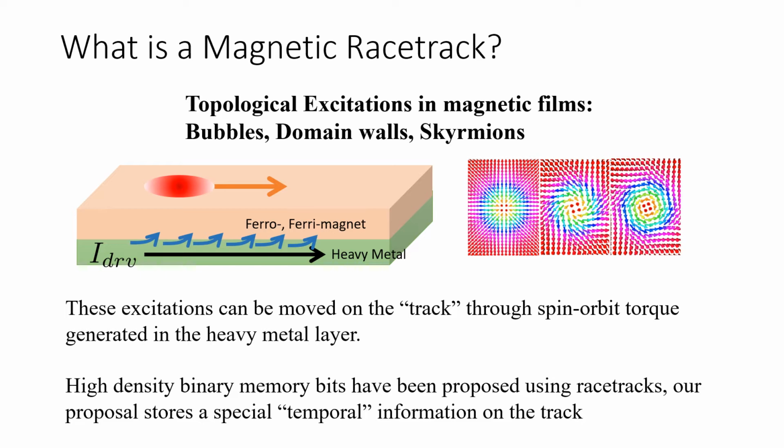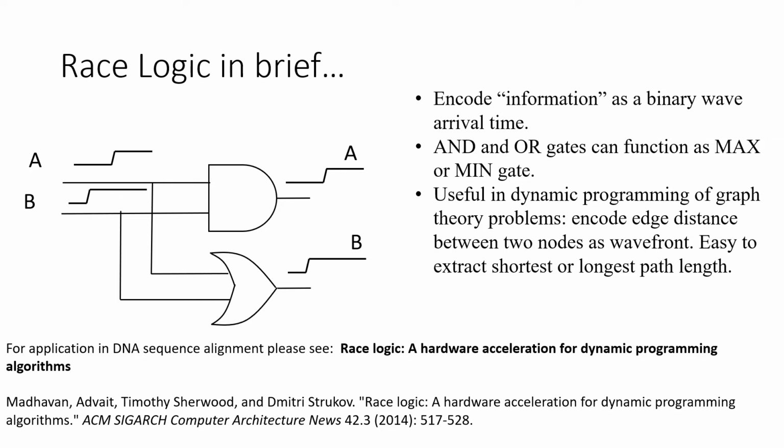We'll take a quick detour to what race logic is, one of the target applications for this proposal. This is race logic in brief. Essentially, race logic encodes any kind of information you are dealing with as a binary wave arrival time. Consider these two binary lines, A and B. You can see that B went from 0 to 1 before A went from 0 to 1. This 0 to 1 transition time is the temporal information, the arrival time. When does the bit arrive onto a certain line or a certain gate?